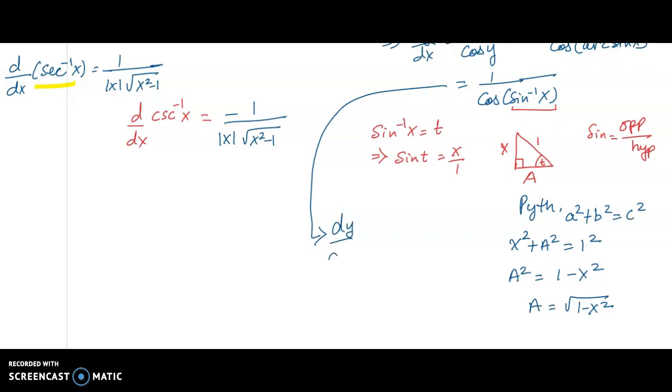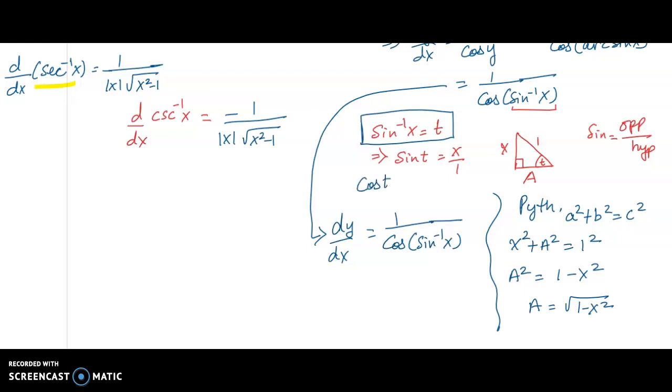So dy dx was 1 over cos sine inverse x, right? We were right there, and then we substituted sine inverse x as t, right? And then we found the answer for that one. Now, if sine inverse x was t and sine t was x over 1, what will be cos t? Cos t would be adjacent over hypotenuse. This is adjacent. Radical 1 minus x squared over 1. Right?